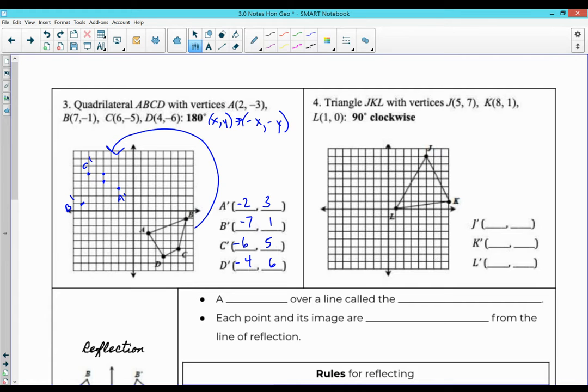That's 5. Oh, it's got to be up one more. Sometimes counting's the hardest part. All right, that's my quadrilateral rotated. So B comes all the way over here, C, and then A and D are still on a similar line there.